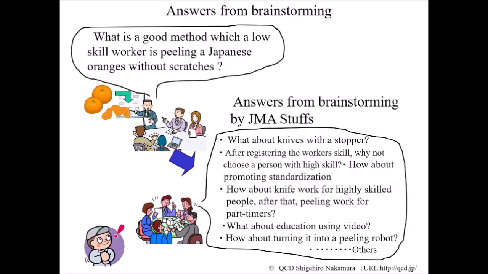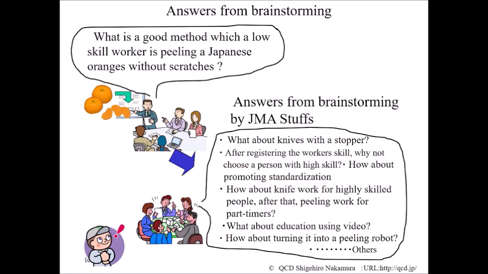The JMA Production Engineering Subcommittee submitted many ideas that can be seen in this figure by brainstorming. And you can think that this company should be able to choose any idea as long as it is an effective idea for mandarin orange peeling measures.